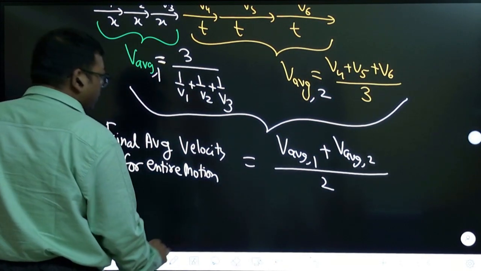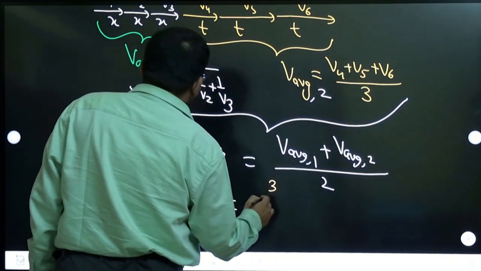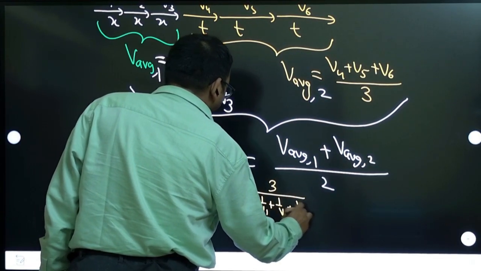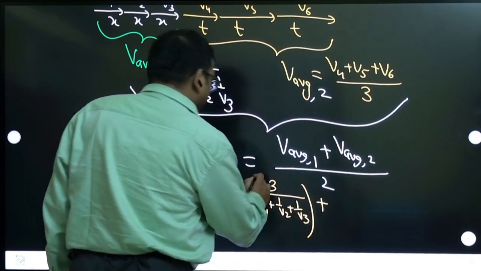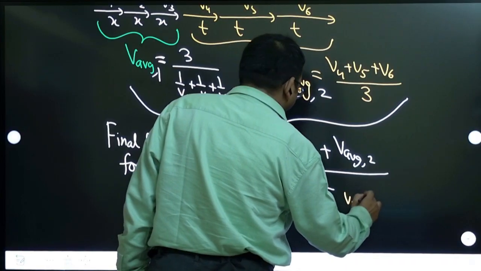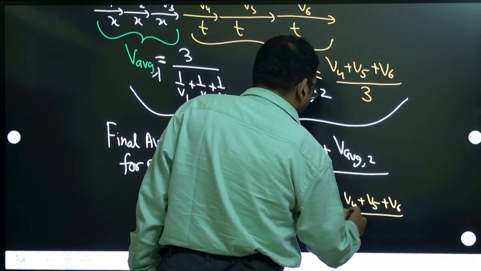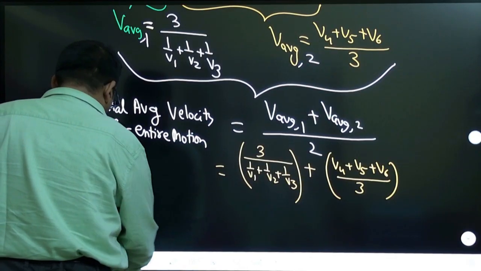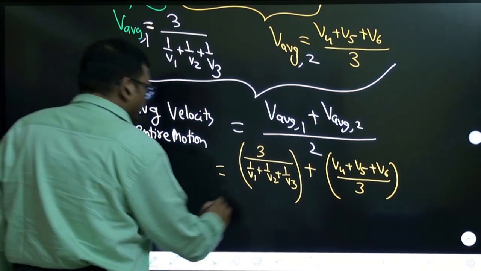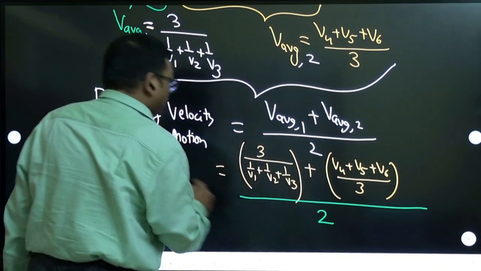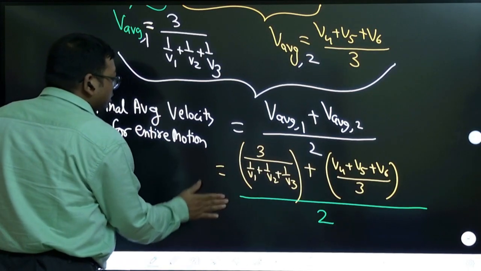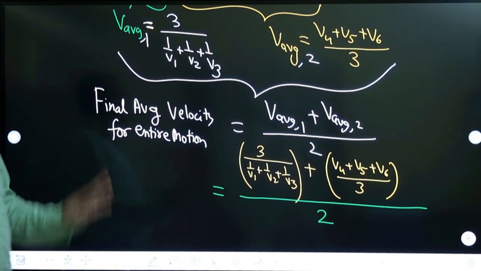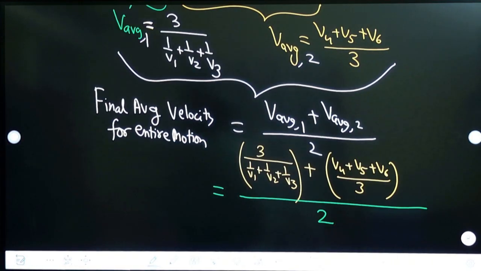So I will just write it here: 3 divided by 1 by v1 plus 1 by v2 plus 1 by v3, plus v4 plus v5 plus v6 by 3, the sum of these two divided by 2. Finally, we will divide it. This operation you have to do, then you will get the average for the entire motion. Clear? So you can combine it also, right? Done.